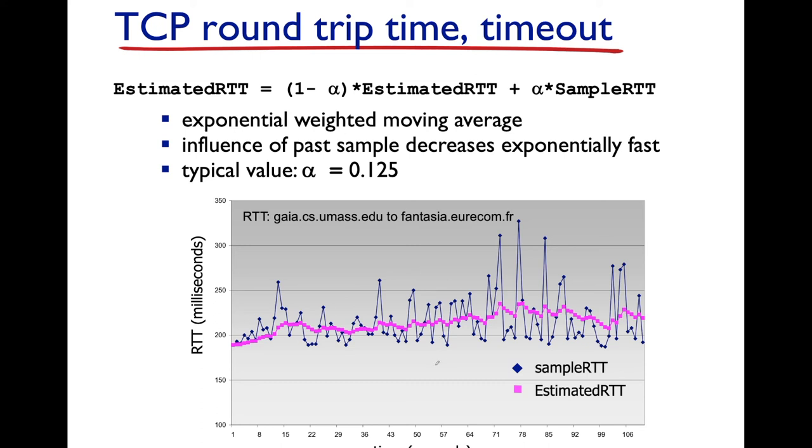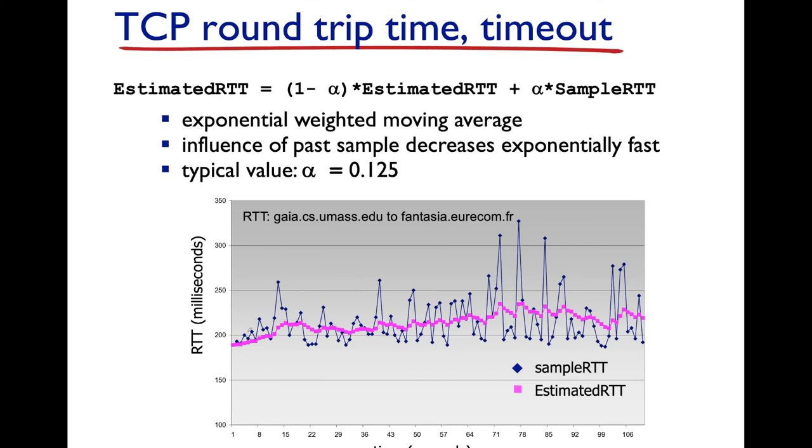And so here on this graph, from the book, along the horizontal axis we have the time in seconds, and along the vertical axis we have the round trip time in milliseconds. The blue graph is the sampled round trip time. And so that can be very spiky, right? Because there are a lot of factors that influence delay and things like that. And it's a statistical quantity, so it's going to fluctuate quite dramatically.